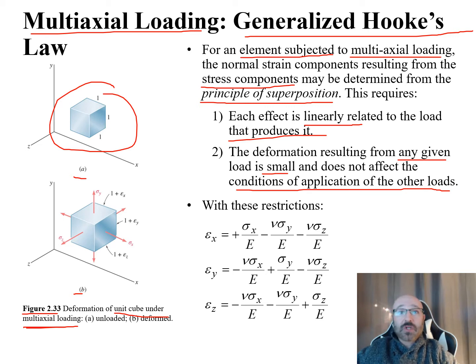So it's going to have these restrictions listed down here by these relationships. We can see here our deformation in our x direction, epsilon x, is going to be equal to positive the stress in the x direction divided by our elastic modulus, minus Poisson's ratio nu times the stress in the y direction divided by the elastic modulus, minus again our Poisson's ratio times the stress in the z direction divided by our elastic modulus. So that's how we're going to calculate our deformation in our x direction.